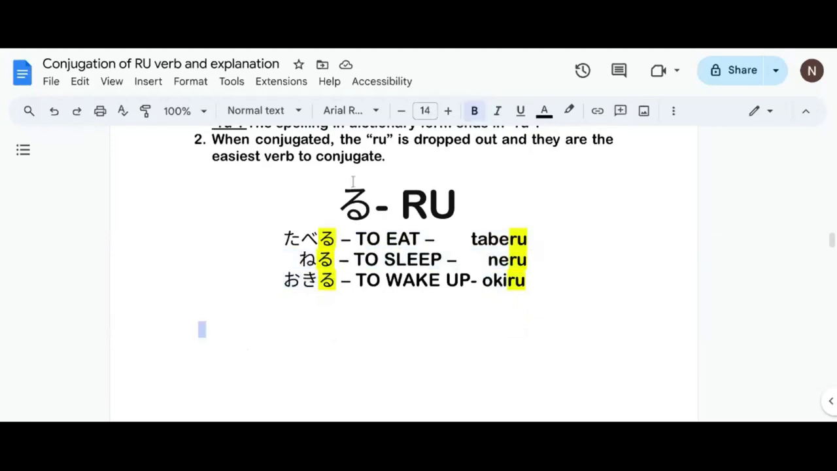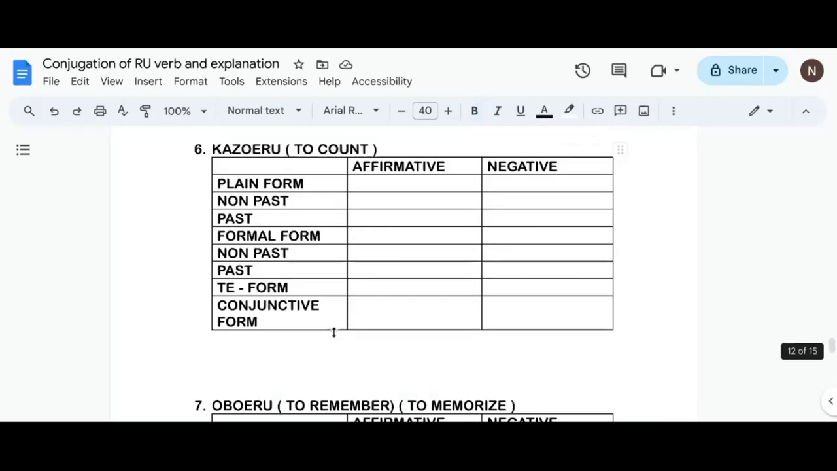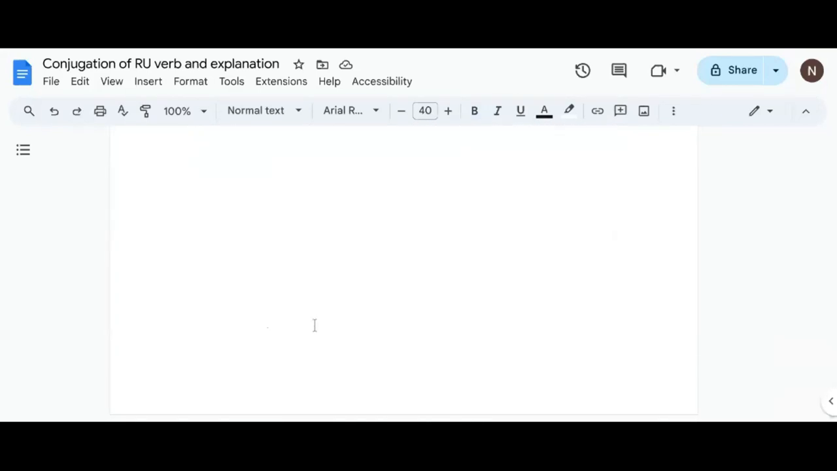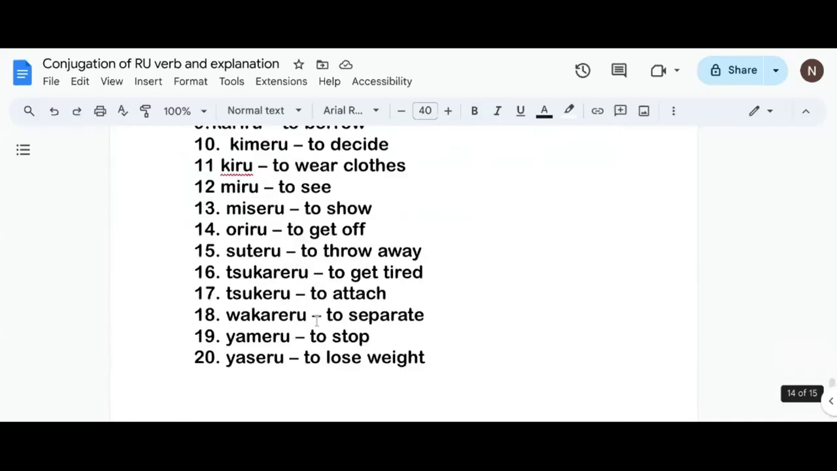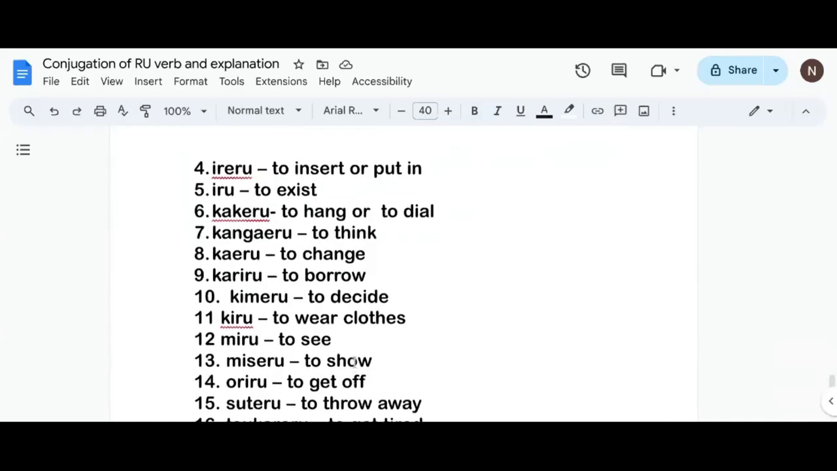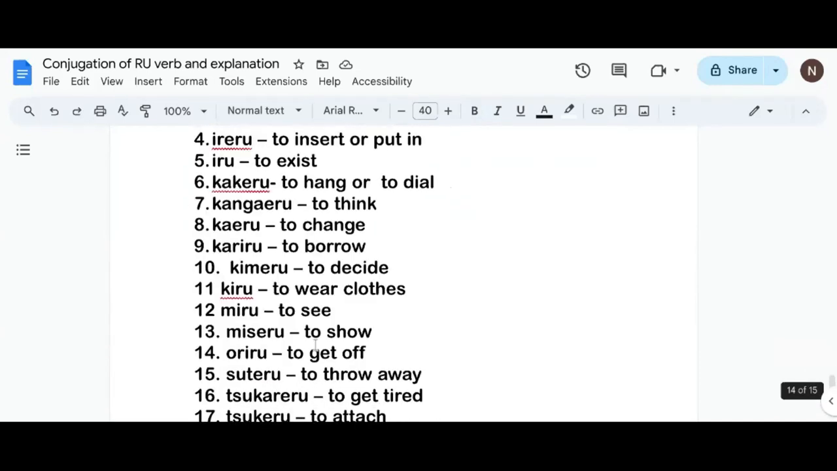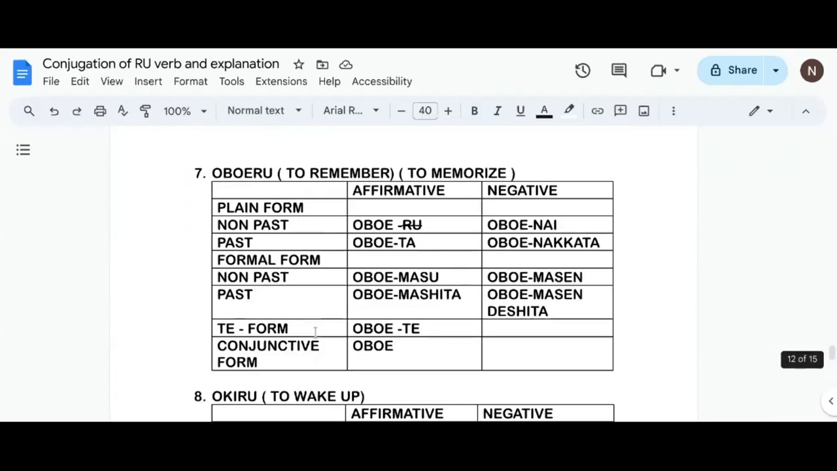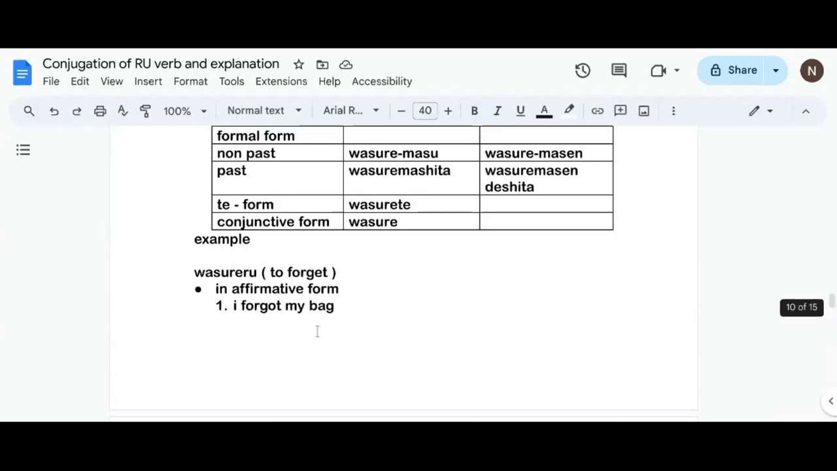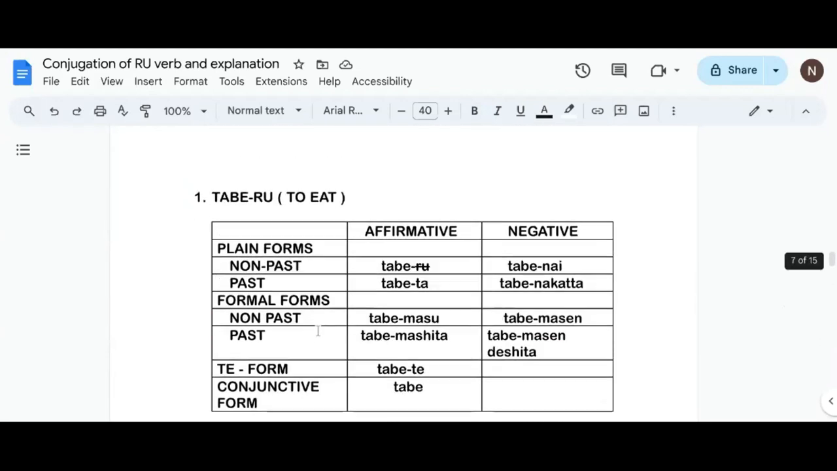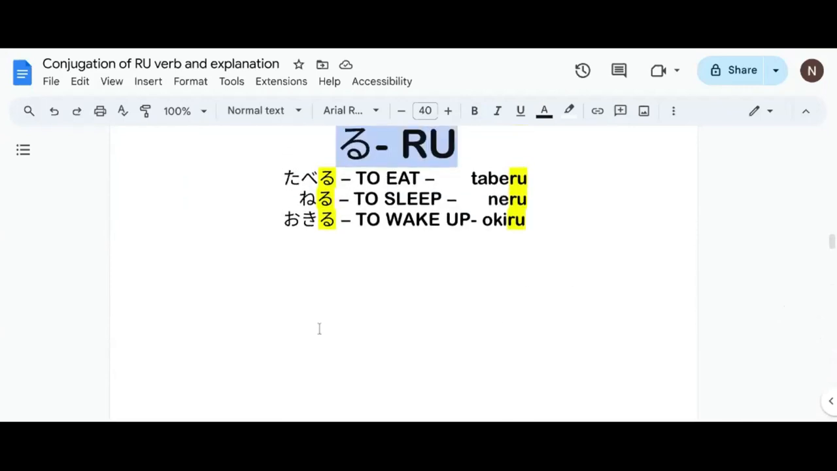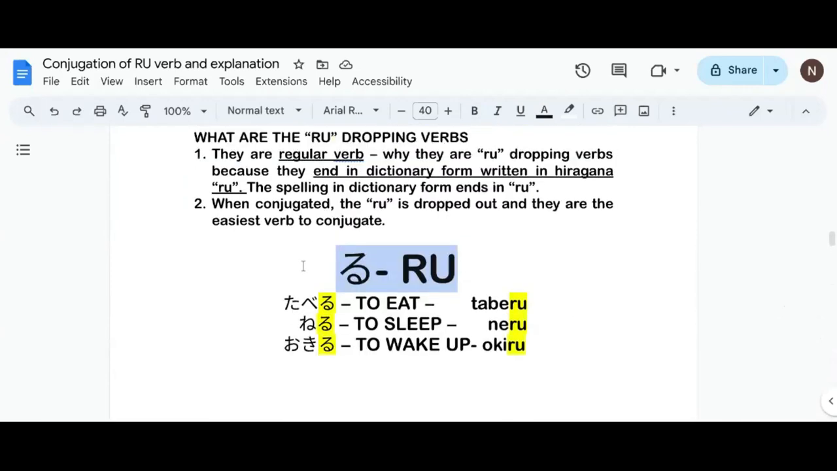The ru, this one, the ru. I'm going to give this to you all, the ru verbs. Don't worry. We have a lot of ru verbs like this, all under the ru verb. So first, we're going to conjugate the ru dropping verbs. Remember, this is ru.